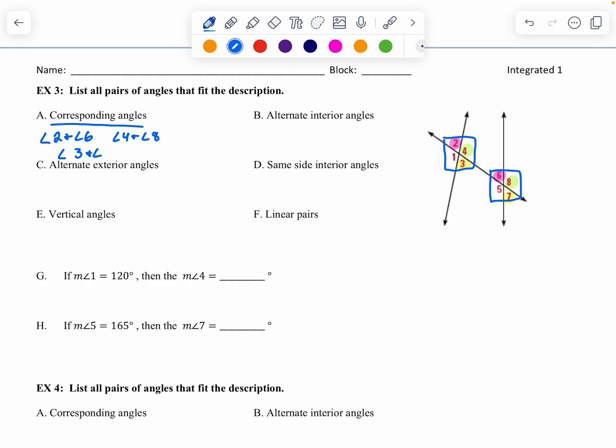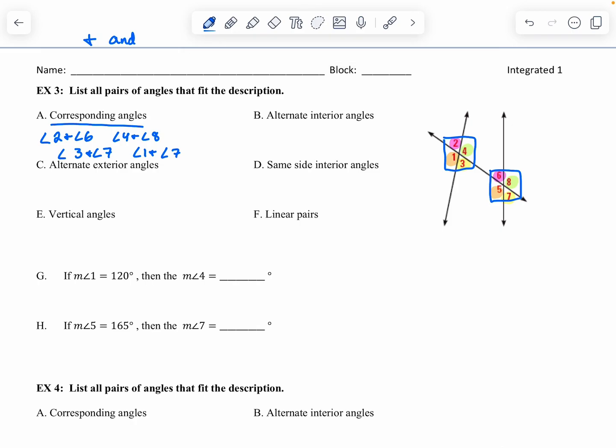3 and 7, sorry. And then our last set, angle 1 and angle 5 are corresponding. That little sign like this that I make, that's just me abbreviating "and." So anytime you see me write that plus sign, it means "and."